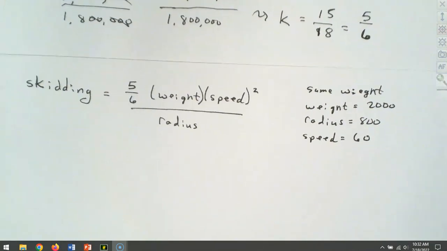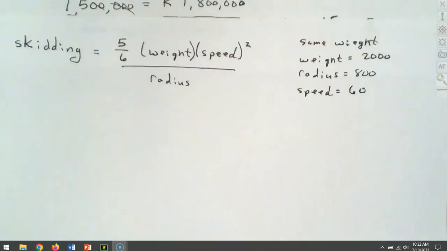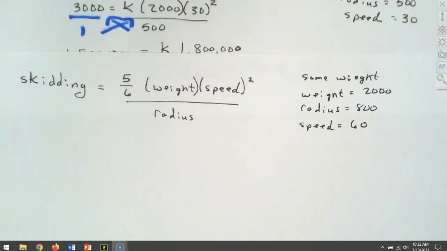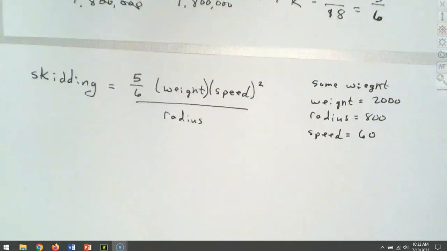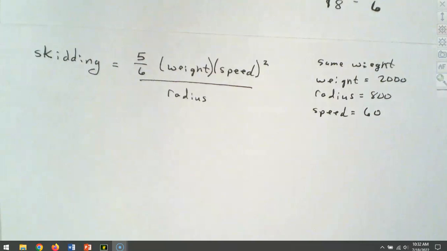Okay, when you double the speed, because the speed up here was 30, right? When we square it, we more than double it. When you square something, if you double that speed, 2 squared is 4. So it actually increases it by 4 times. So the force that's going to be needed to keep this car from skidding is going to be dramatically more because that speed went up and that speed is squared.